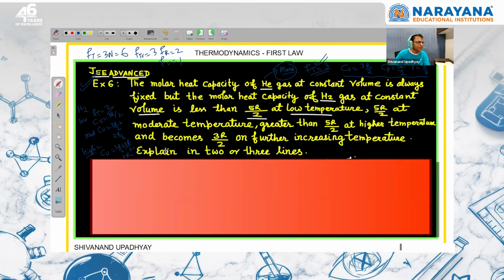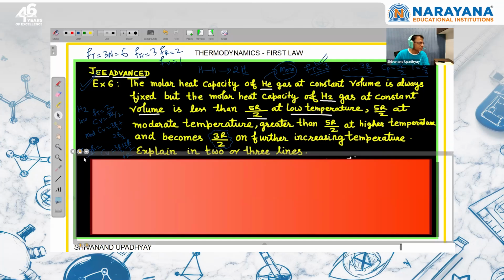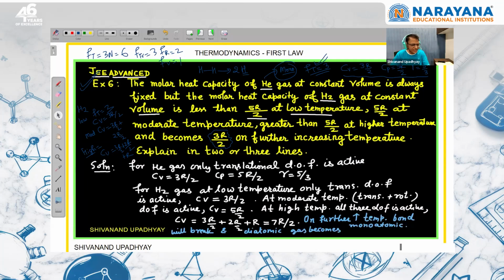Again, if I increase the temperature, the bond between the hydrogen atoms in the molecule is going to break and it will become a monoatomic gas. That's why on further increasing the temperature, it becomes monoatomic. So the CV value will be 3R/2. So you can go through this explanation, right? This is a very advanced question.